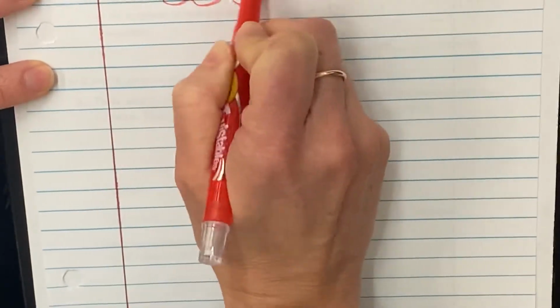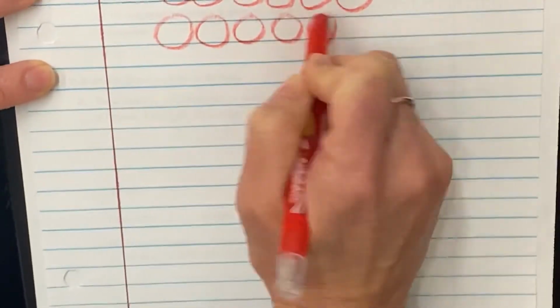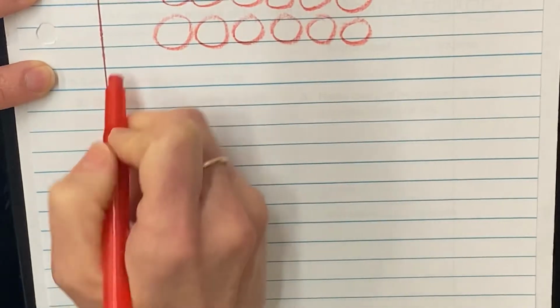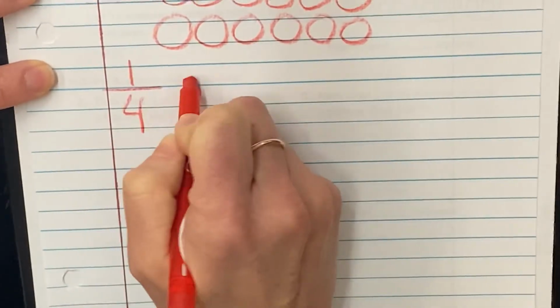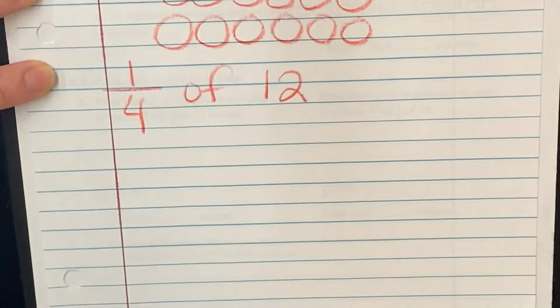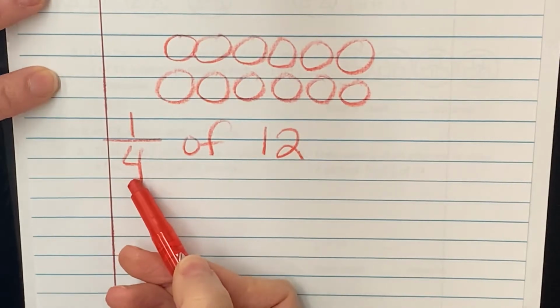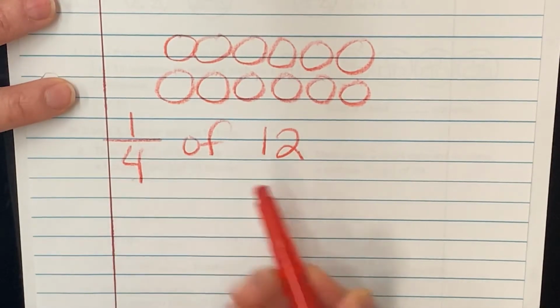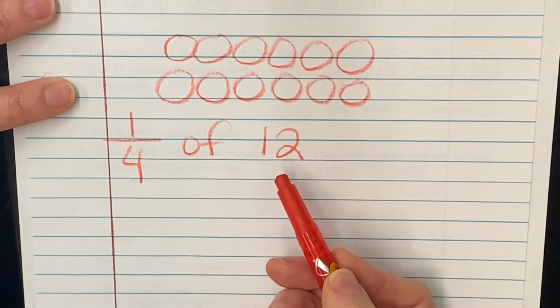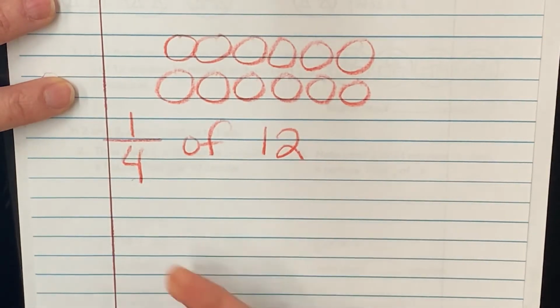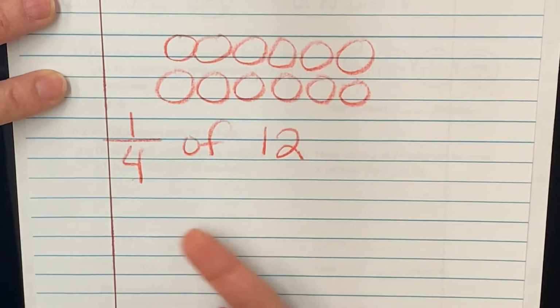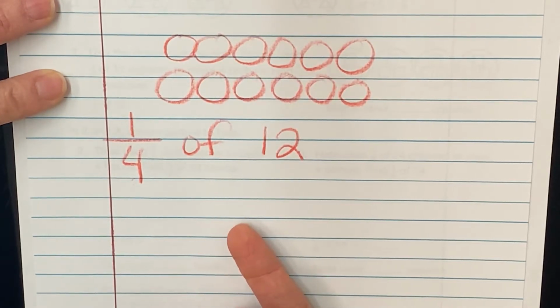Let's try another one. Let's go with 12. Okay, and we'll find 1/4 of 12. All right, so the denominator is going to tell us how many groups there are. And then we're going to take 12 and divide it up until we run out of 12. If you've noticed, really all we're doing here is dividing. We're using a strategy to divide.